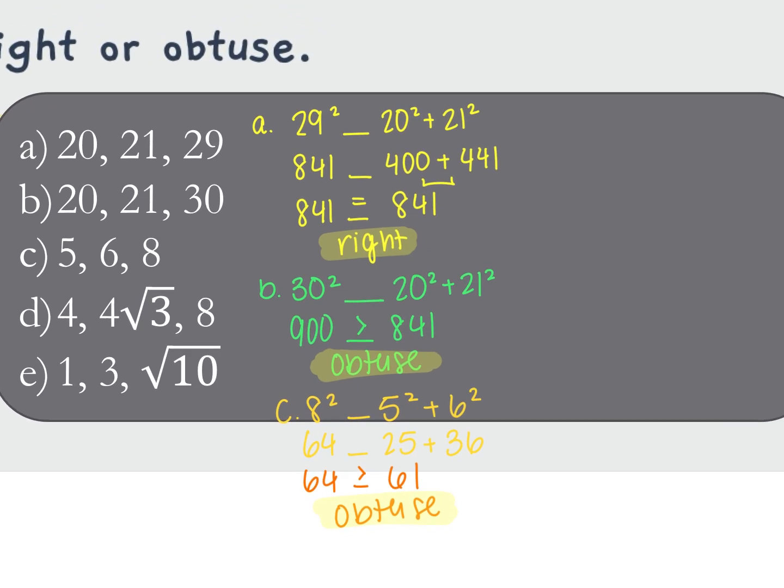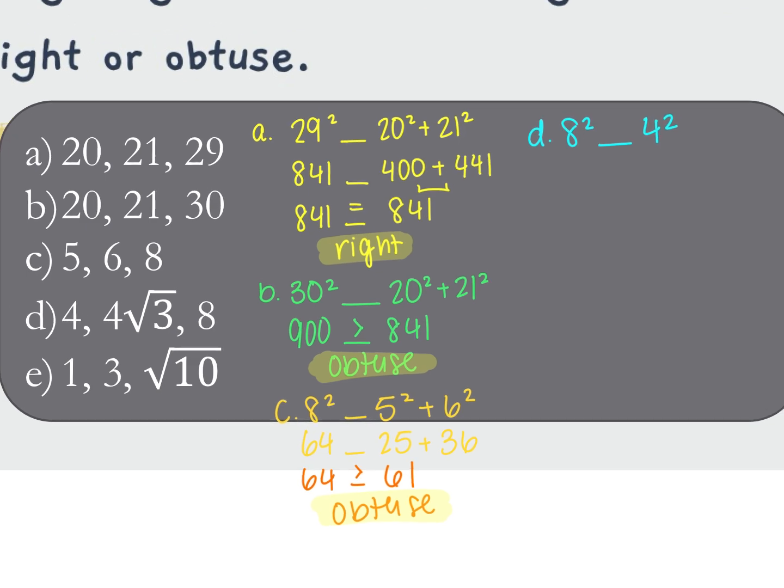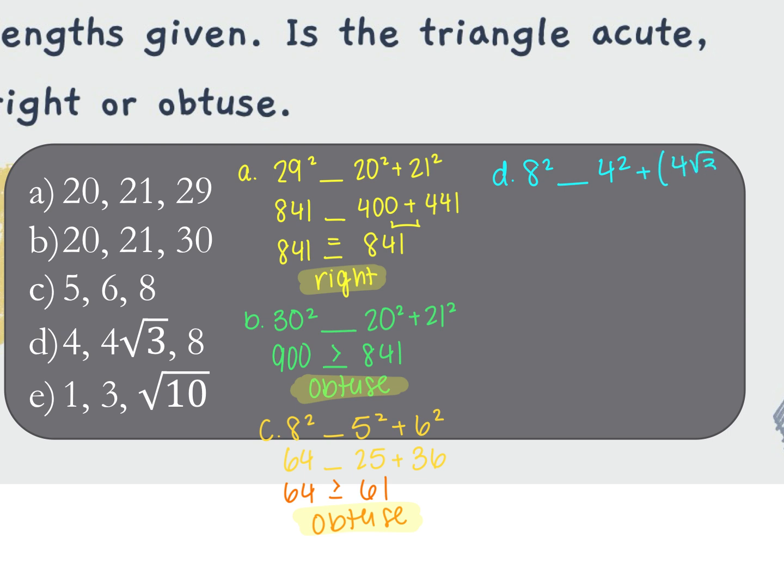All right, looking at D. I'm going to have 8 squared, and then 4 squared, and then pay attention to how I'm writing the next one: plus, in parentheses, 4 radical 3, squared. So 8 squared, I'm going to have 64. 4 squared, I'm going to have 16, plus 4 squared is going to give me 16 times the square root and the square, which cancel, so I'm going to have 3. Evaluating this, 16 plus 16 times 3 is going to give me 48. So 64 blank, adding these two is still going to give me 64. So what kind of triangle is this one? This is also a right triangle.